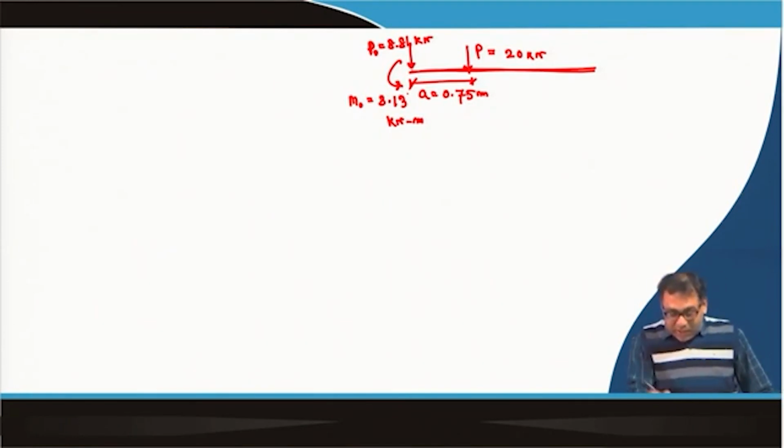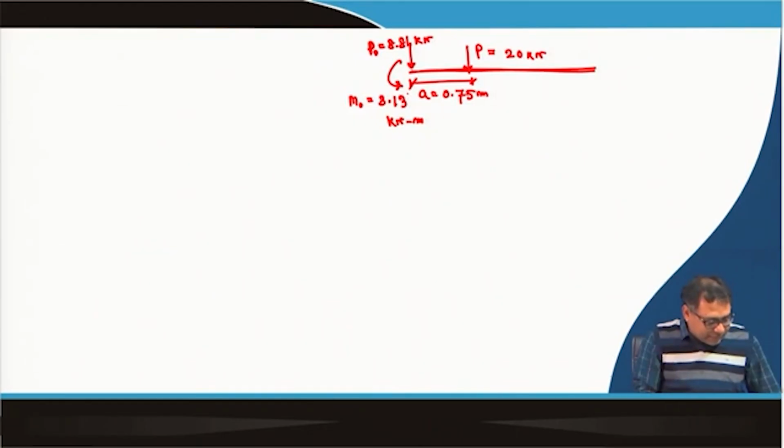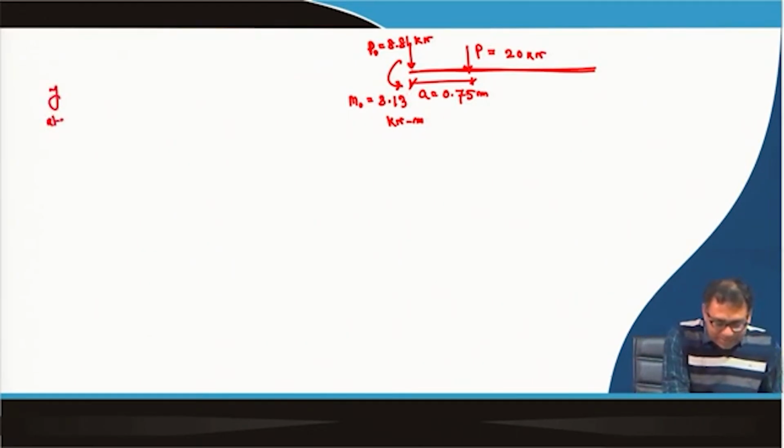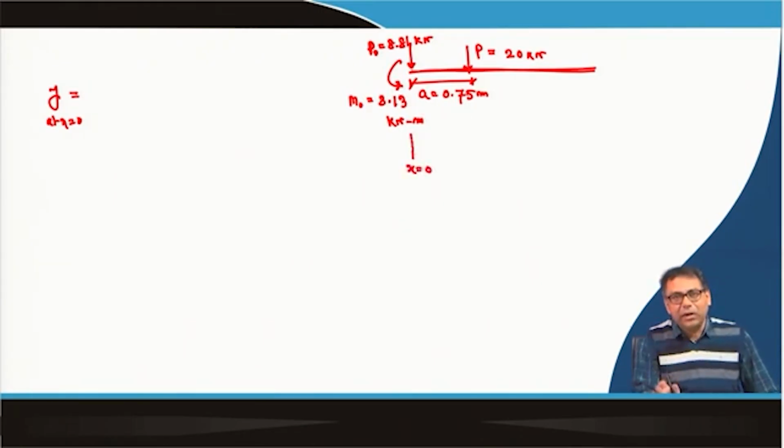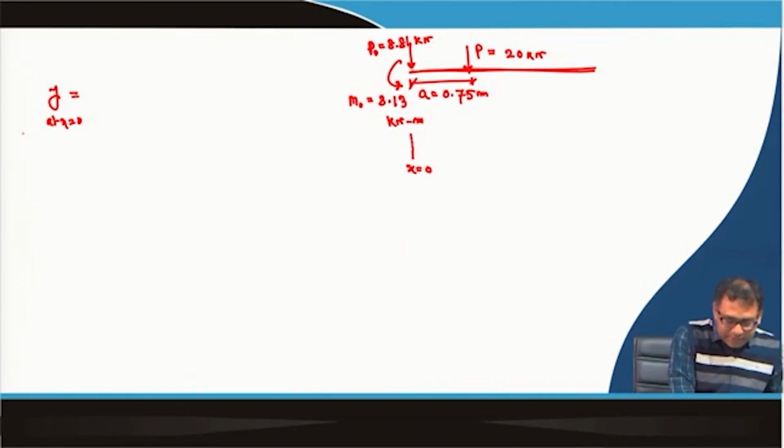Okay. So, now I want to calculate the settlement at x equal to 0. So, that means I have to calculate the settlement at x equal to 0, and x equal to 0 means this is x equal to 0. That means at the free end. What is the settlement at the free end? x equal to 0 means free end.